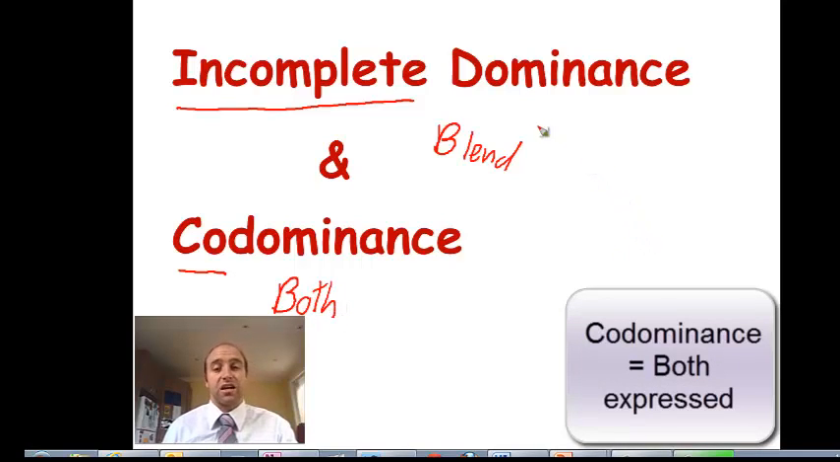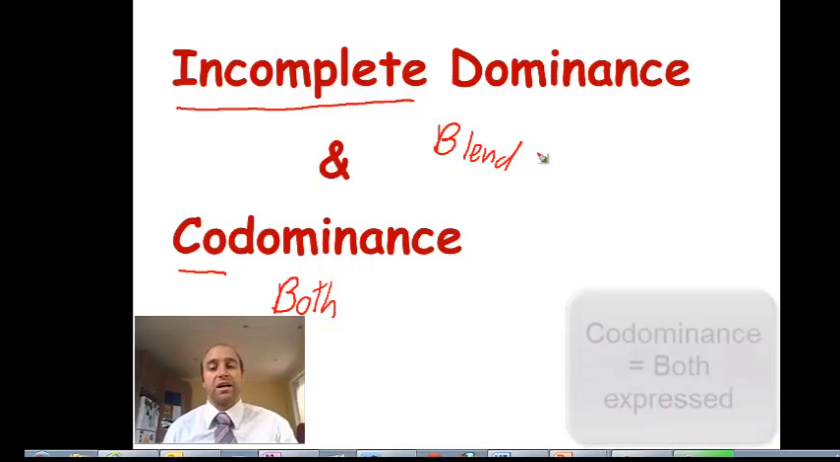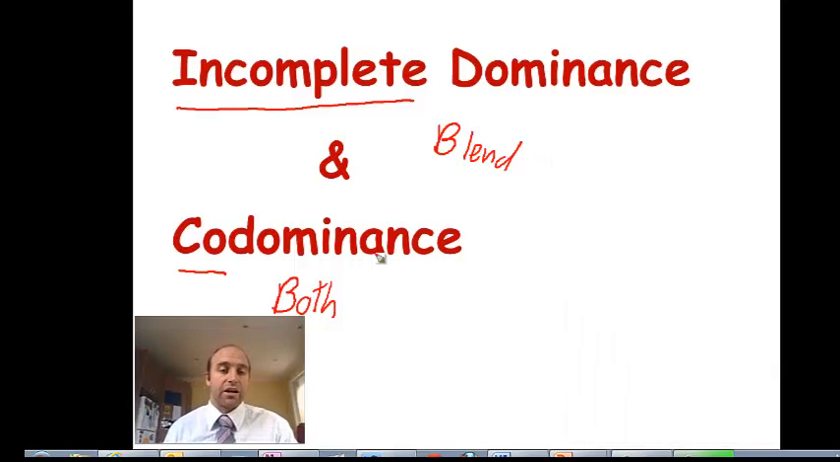And if we think about this, a blend of black and white would be a grey individual, and codominance would mean that both black and white are expressed. So you might have a black individual with white spots, or black and white stripes, or some black hair and some white hair. So if you're getting confused, it's probably important to stop and think about what those words mean.